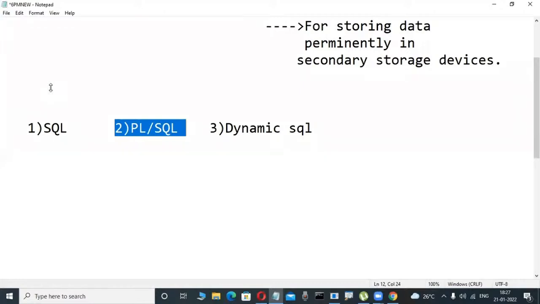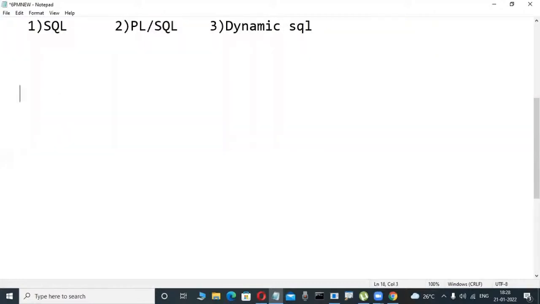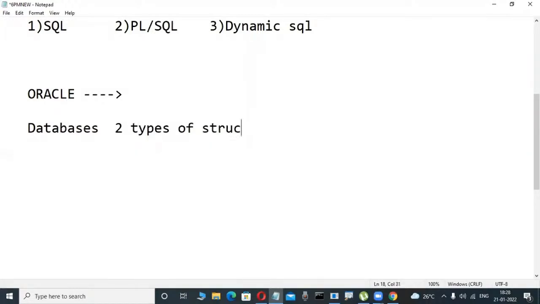Just observe it here. Actually, these relational databases are there: Oracle, SQL Server, DB2. Unfortunately, these databases have two types of structures, and you must be familiar with them before we start our courses. Observe it here, two types of structures are there. Don't write it, just observe.